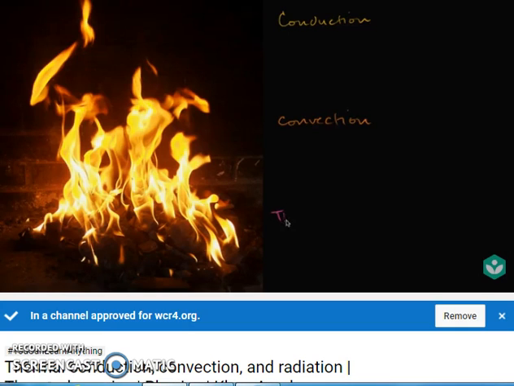So it is thermal radiation. And I could say thermal conduction, thermal convection, and thermal radiation. The word thermal is just relating to things dealing with temperature. So what is the conduction going on?